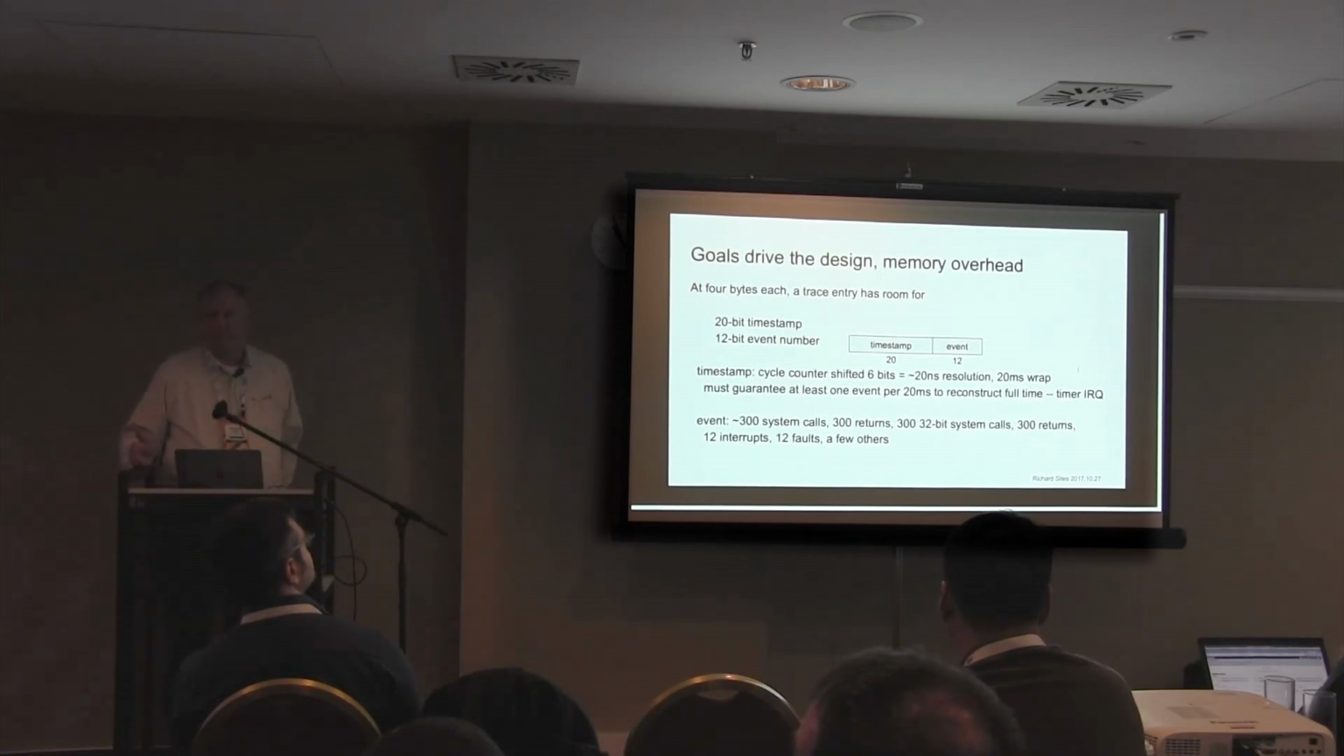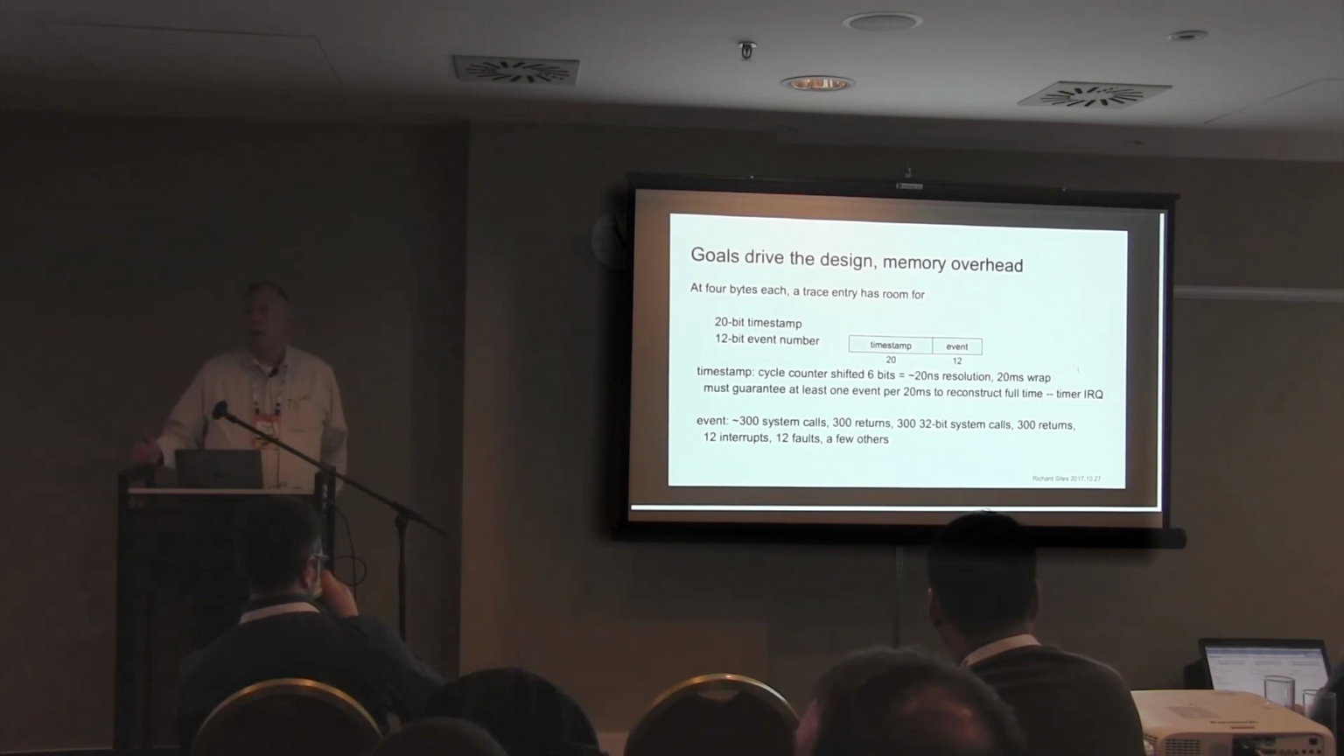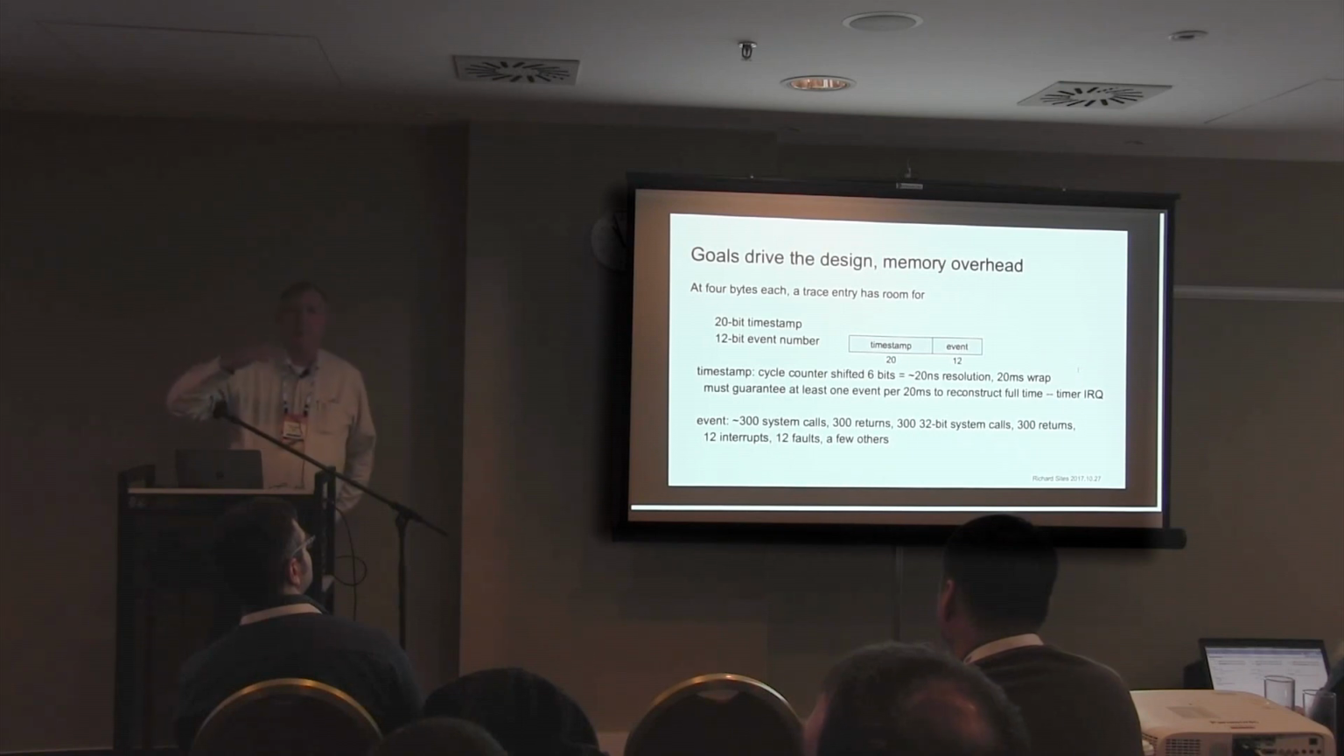So 12 bits is enough for the event number. 20 bits is enough for a timestamp. We just use a cycle counter. We shifted over 6 bits to get order of 20 nanosecond resolution on an order of 3 gigahertz machine. That means that 20 bits maps 1,000,000 times 20 nanoseconds, or every 20 milliseconds. Now, as long as you have a trace entry per CPU core per 20 milliseconds, you can reconstruct all the high bits of the timer later in software.